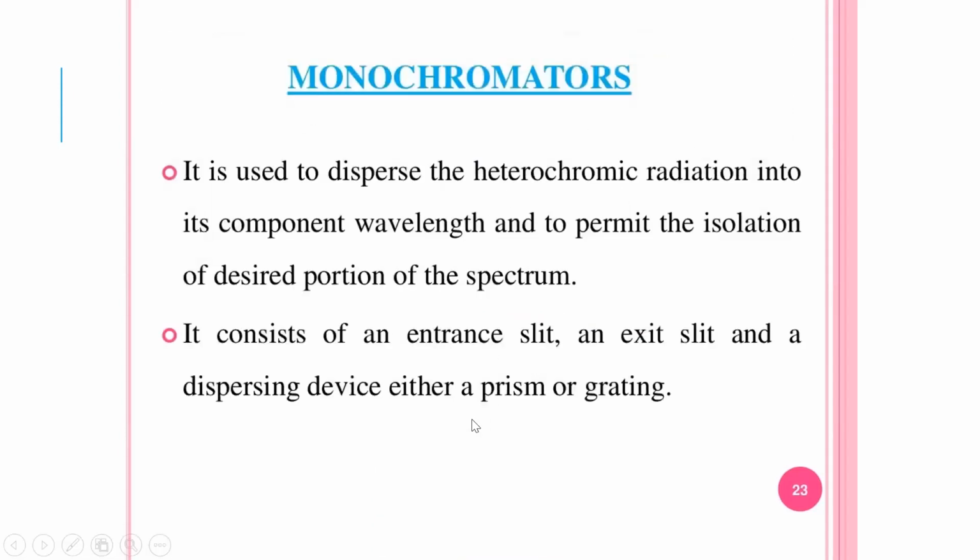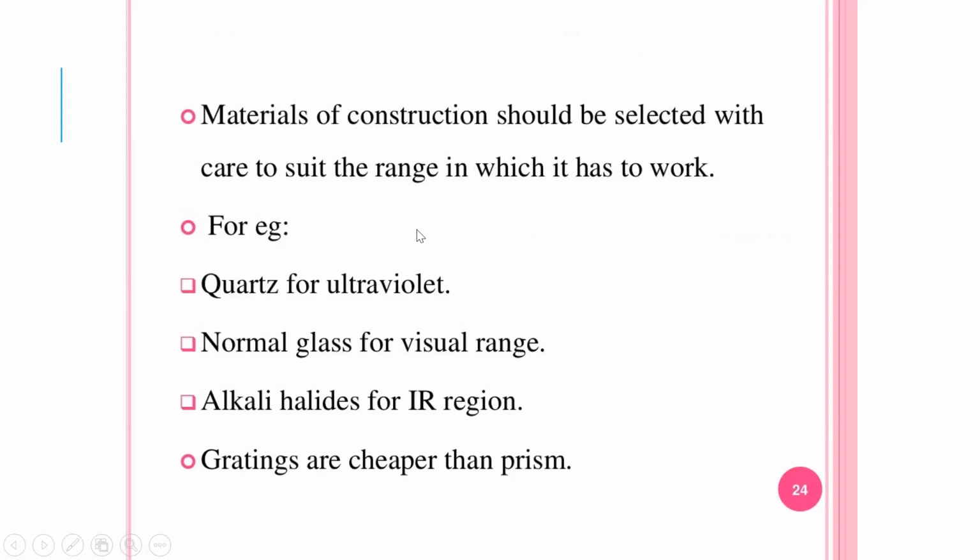Next, monochromator. A monochromator contains three components: entrance slit, exit slit, and dispersing element. Materials of construction for the dispersing element vary. Quartz is used for UV light, normal glass is used for visible, and alkali halides are used for IR radiation.